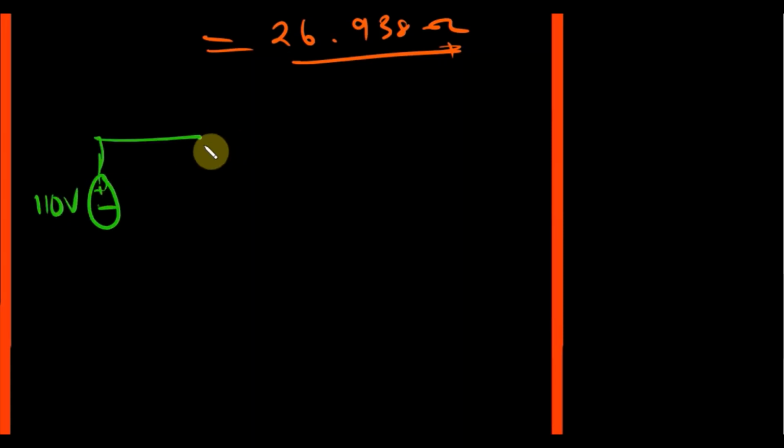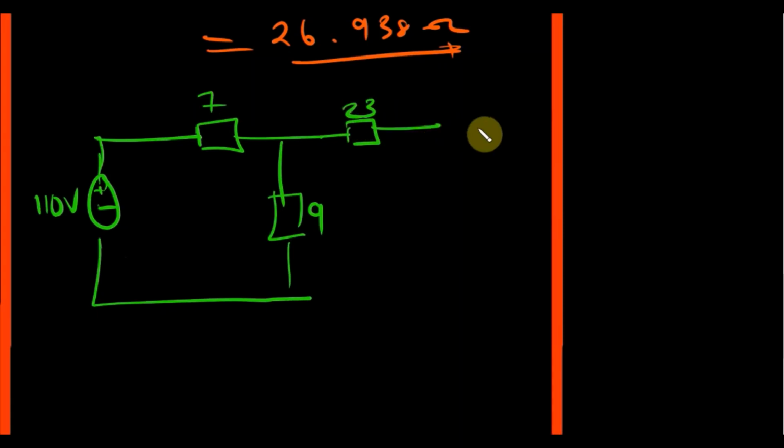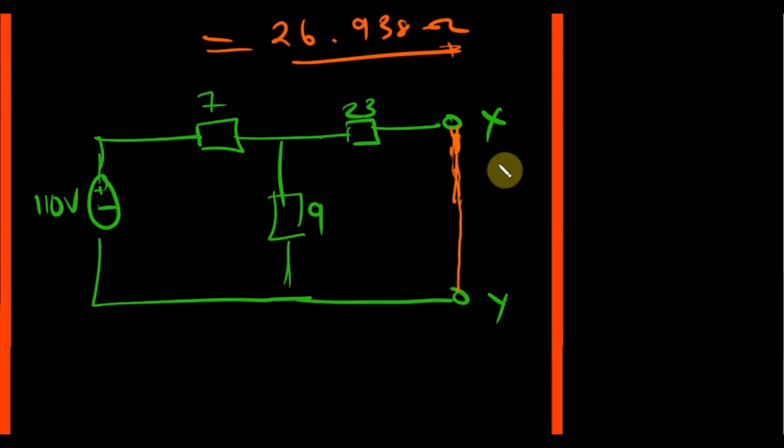All this was connected to a 7 ohm resistor, and here we had a 9 ohm over there, and 23 ohm. This is where we removed the load resistor that was connected here, X, Y. Now here's the difference. Here is where our Norton theorem differs from Thevenin's theorem.